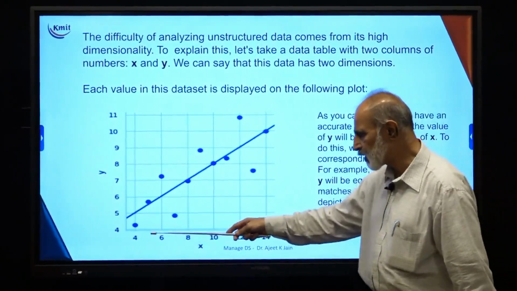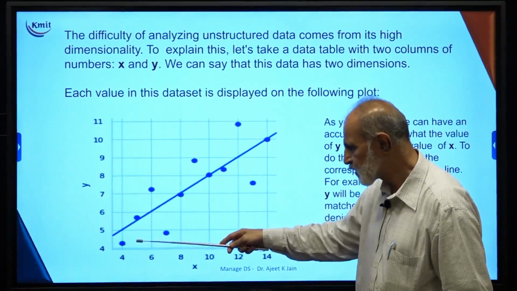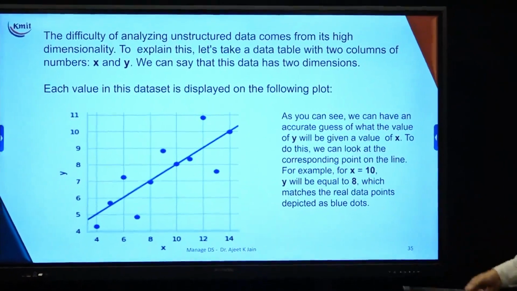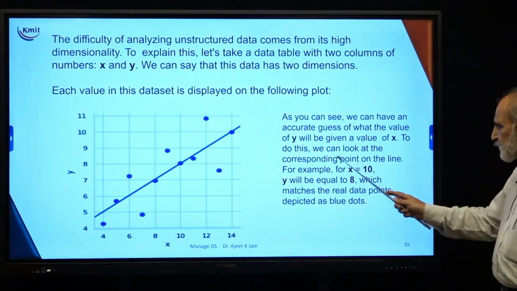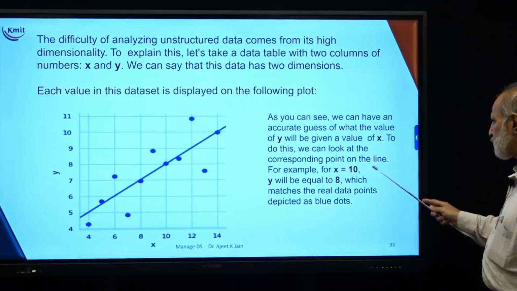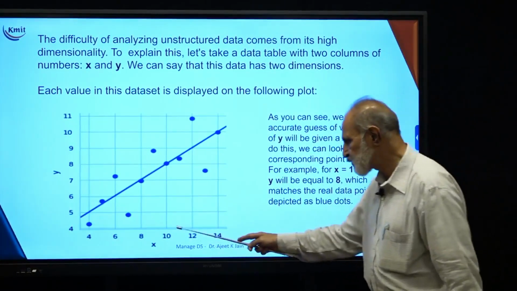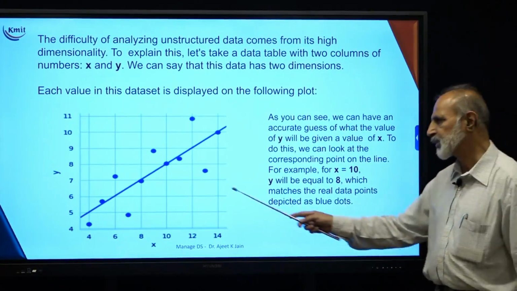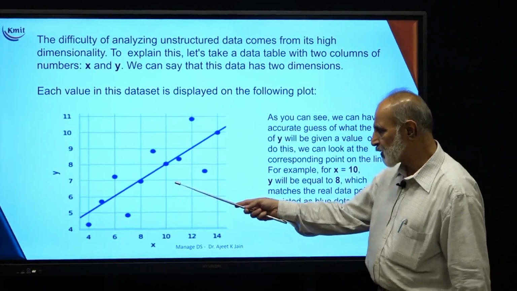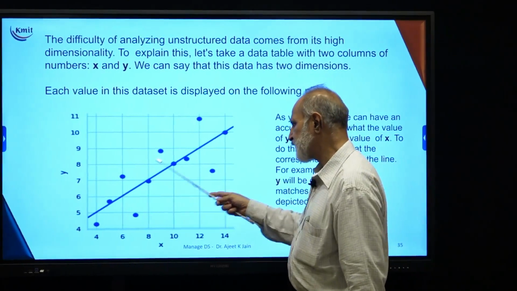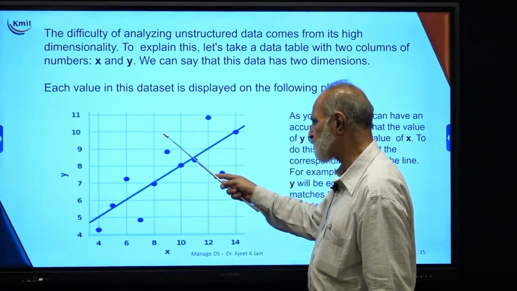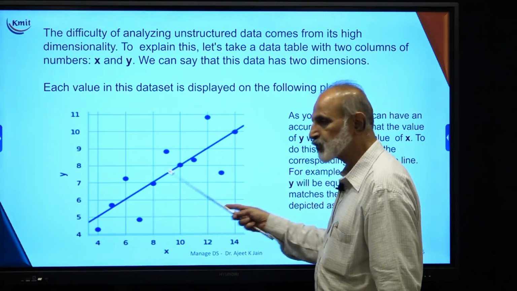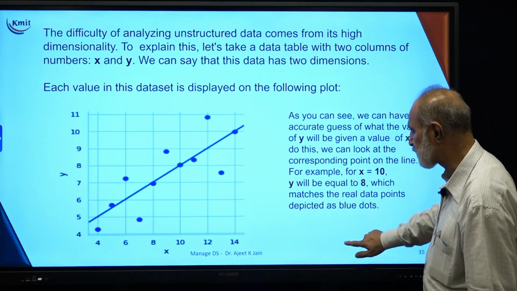Suppose I am given 100 customers. What is my return ratio? I can analyze the data, and this is called linear regression. To do this, we can look at the corresponding point on the line. For example, x is equal to 10, y is equal to 8, which matches the real data point depicted in blue color. Some of the points will lie exactly on my line, some points will lie outside of the line. So I have to match as many data points as possible going through the line. That is the basic idea of data science.